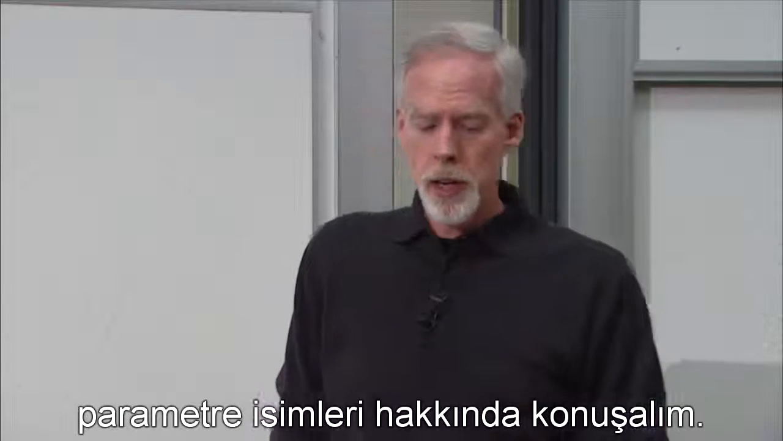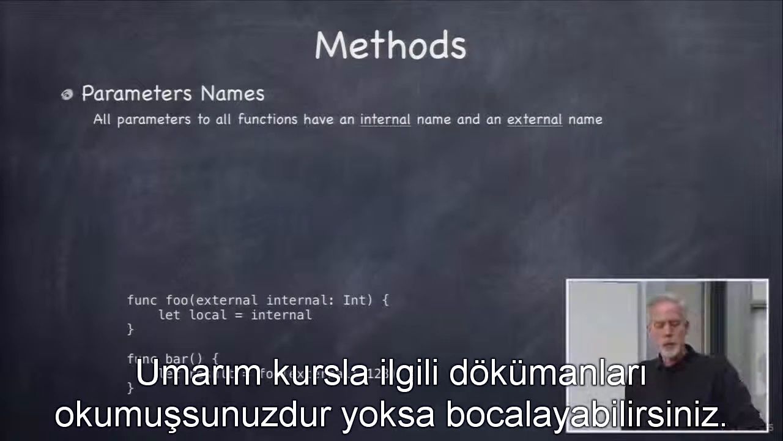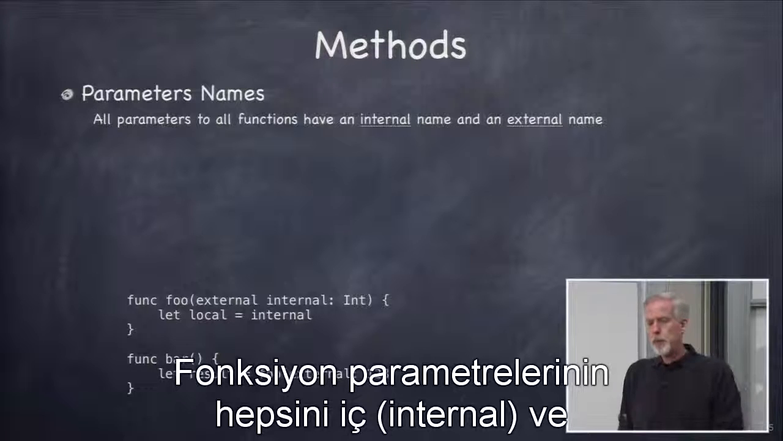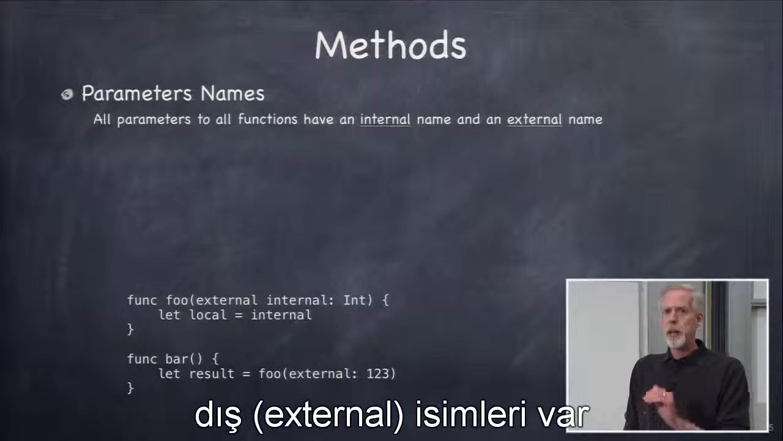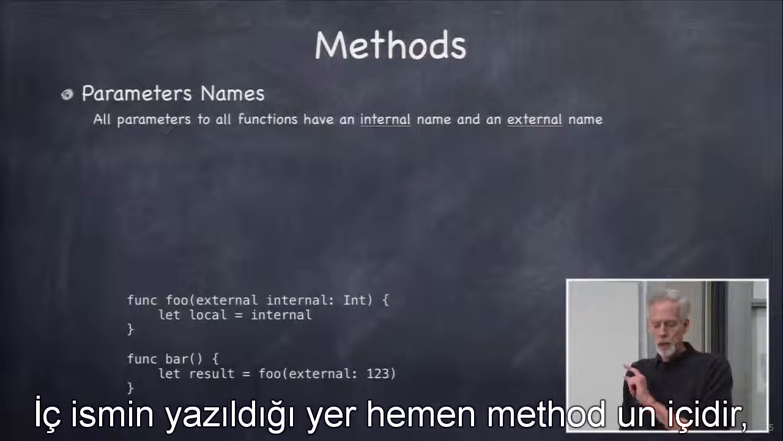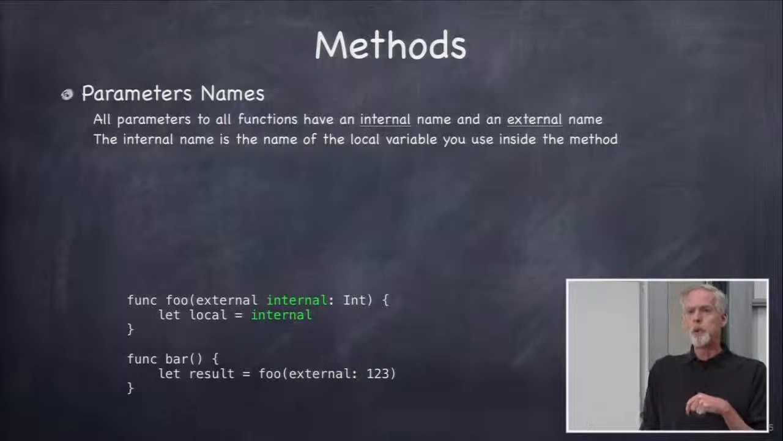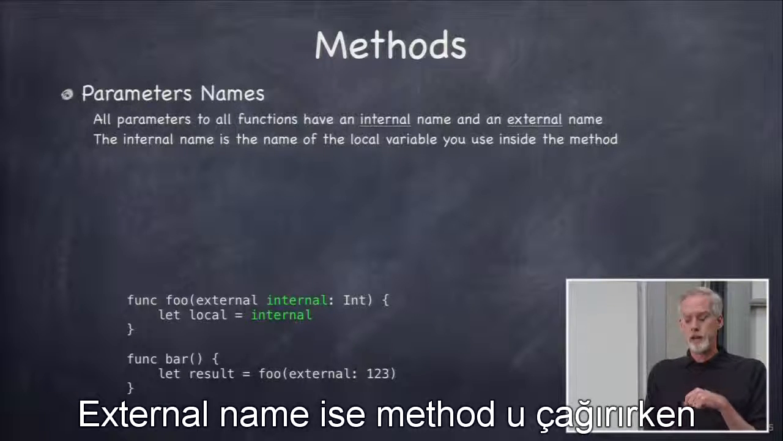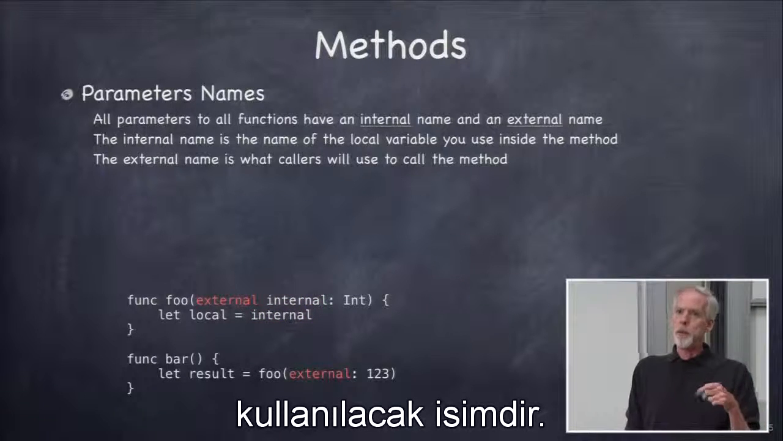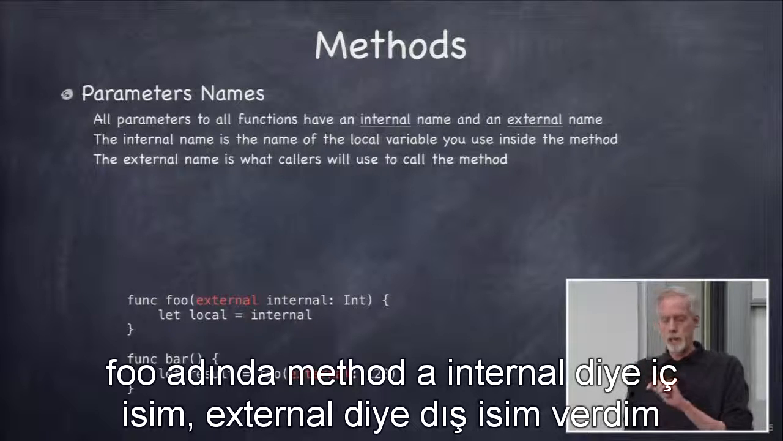So method. Now let's talk about the parameter names of methods. This is going to be the crash course. You read all about this, I hope, in the documentation. But all parameters to functions have an internal name and an external name. So we're talking about the parameters. Down there, the parameter to foo has an internal name and an external name. The internal name, which goes near the colon, is the name that thing is going to have as a local variable inside the method. And then the external name is the name that callers are going to put before the colon when they call the thing.